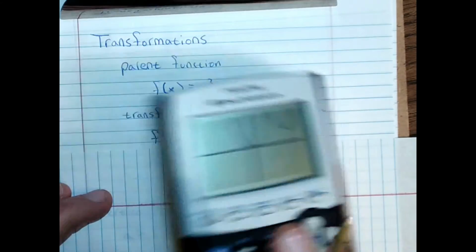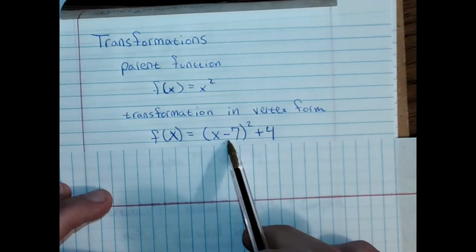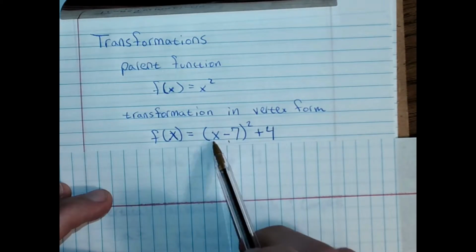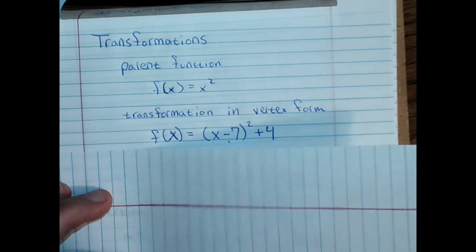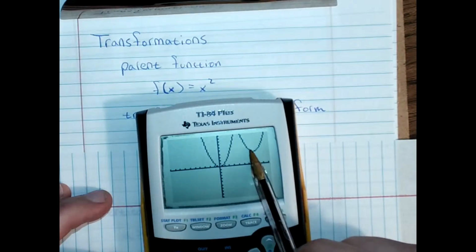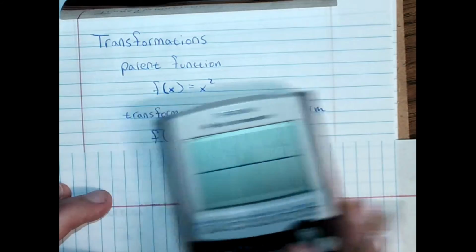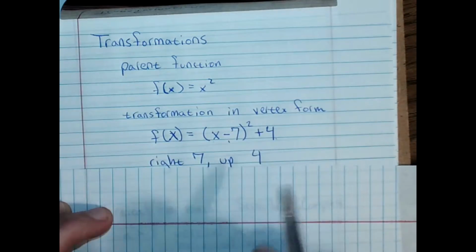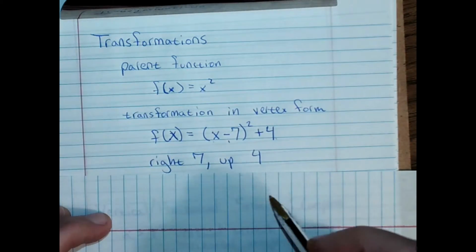And of course you know that already because this is in vertex form. You know the vertex is 7, 4. So all that means is that we counted over 7 units and up 4 units. So that's the transformation right there. We went to the right 7 and up 4.